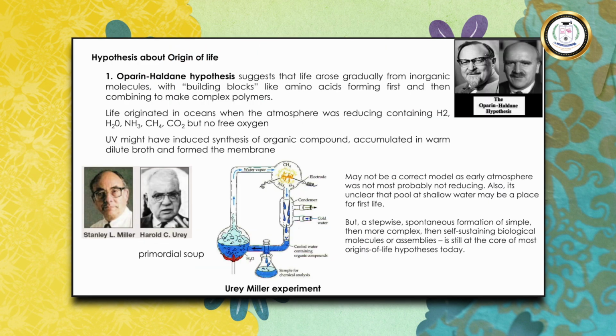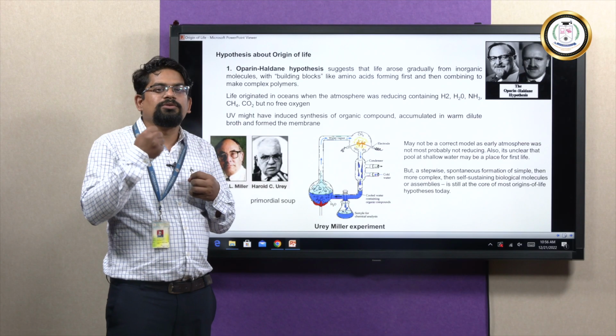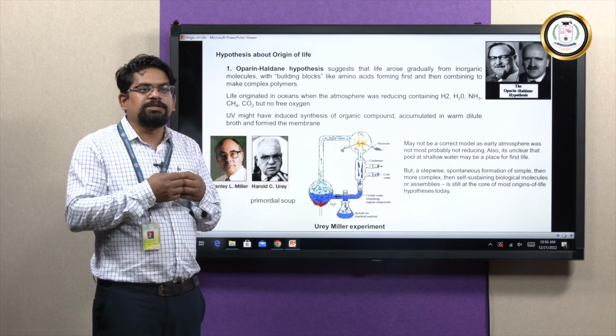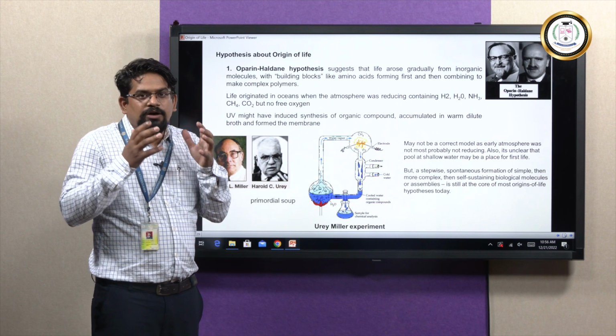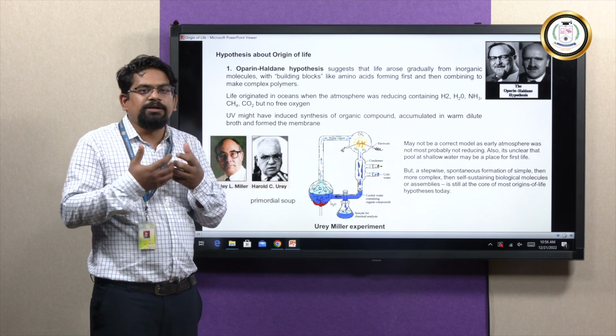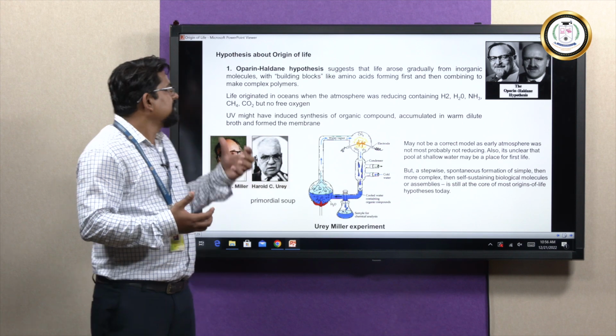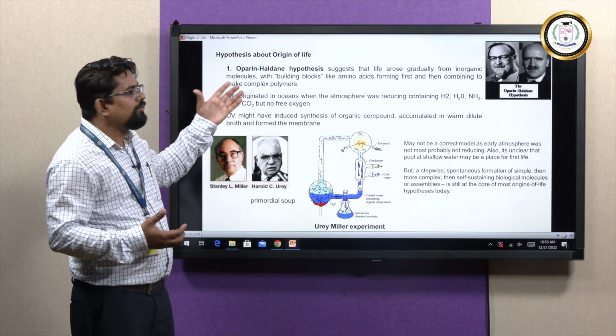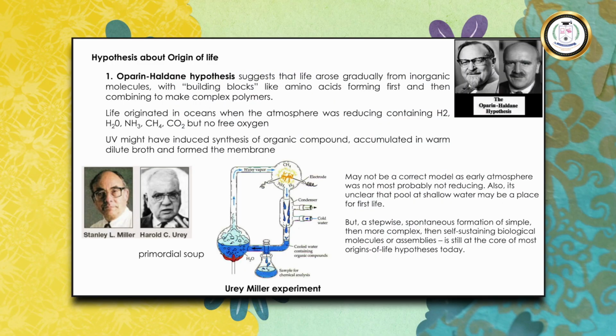So now we have understood how the oceans might have originated, how the sea might have originated, how life in the marine environment has originated. There are several hypotheses about the origin of life. I will discuss two here.